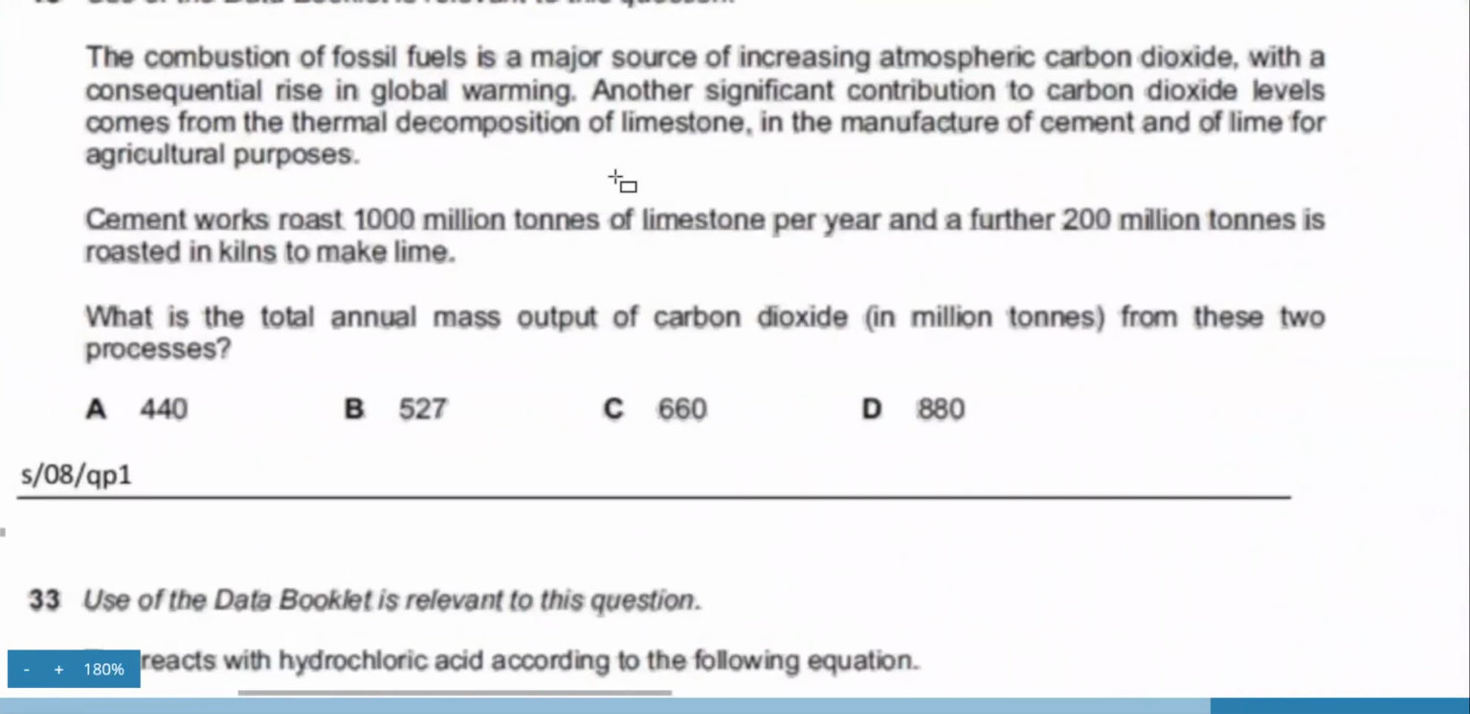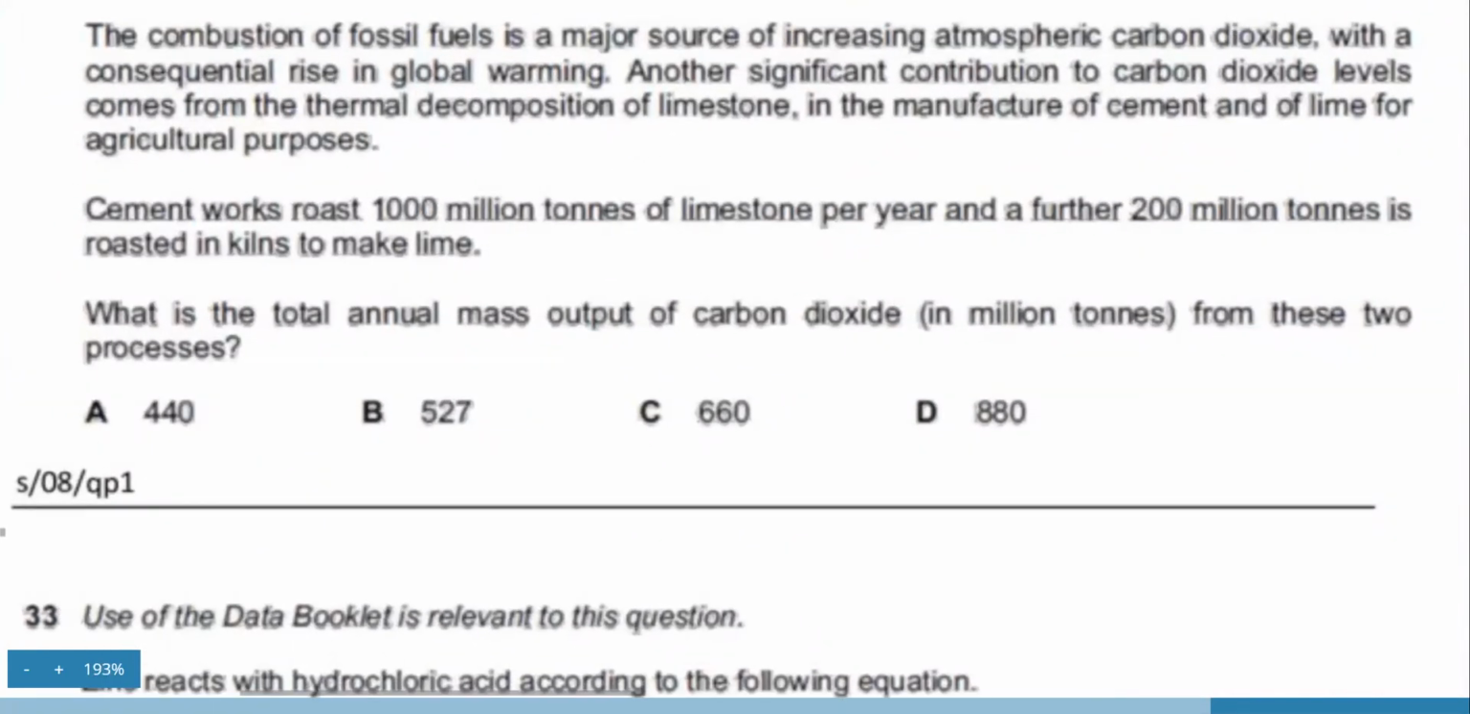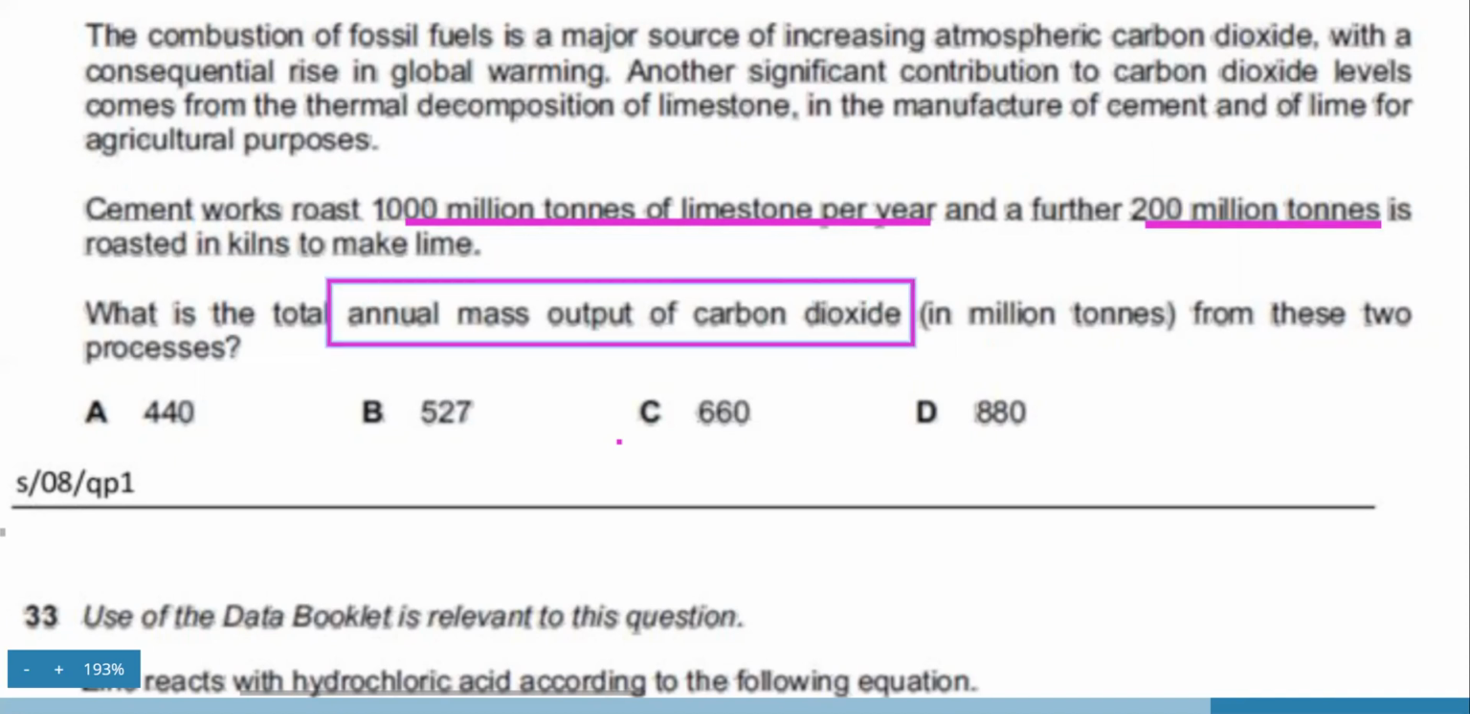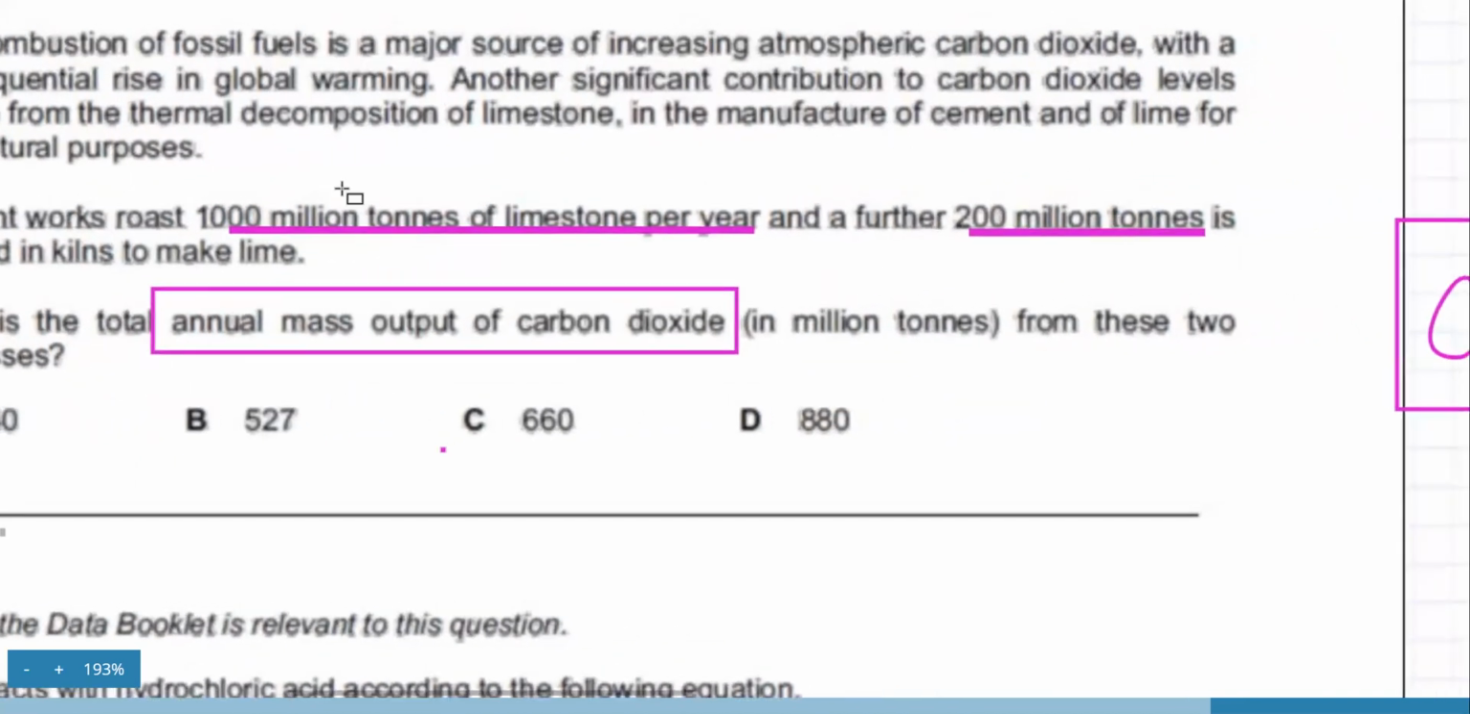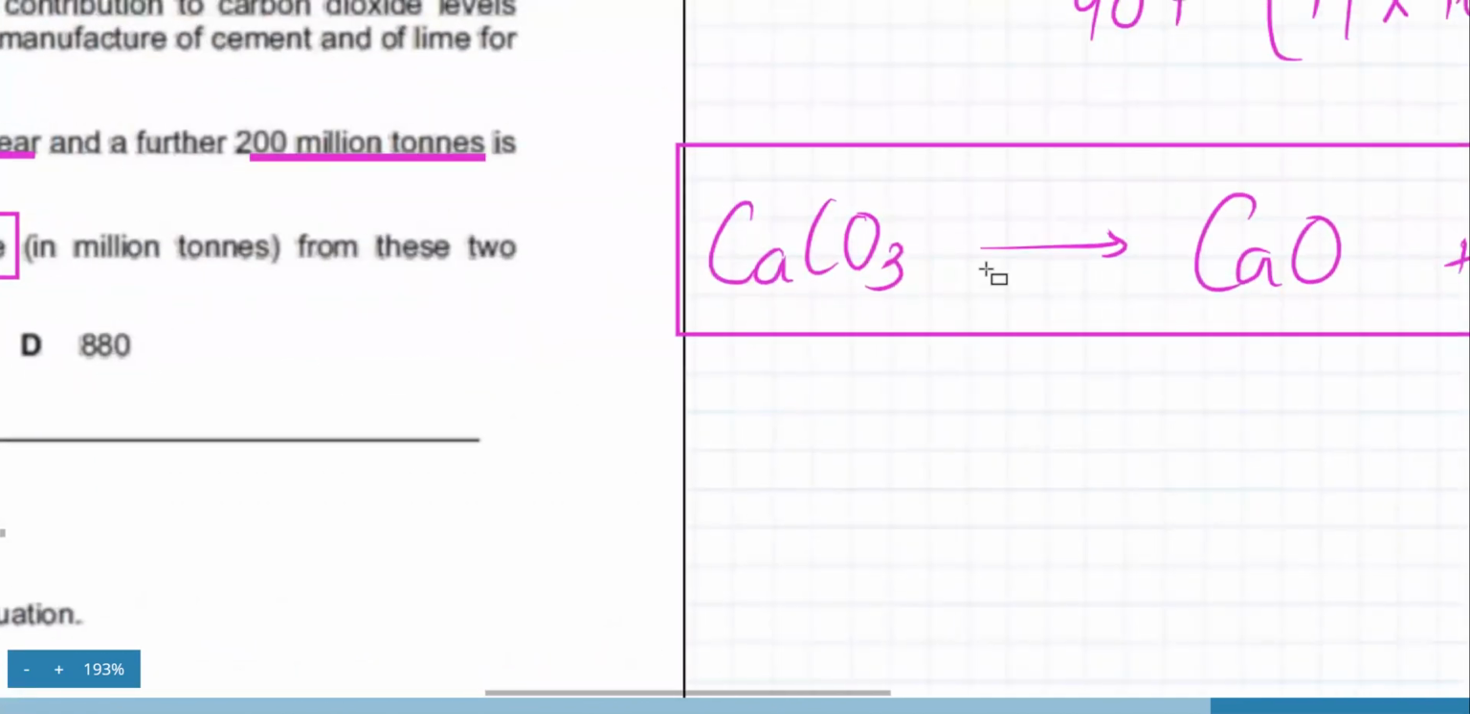Now, what he's saying is that cement works roast 1,000 million tons of limestone per year, and a further 200 million tons is roasted by kilns to make lime. So, what is the total annual mass output of carbon dioxide? That's what they're looking for. So, how much total limestone is being roasted? That's 1,000 million over here and 200 more. So that's 1,200 million tons, right?